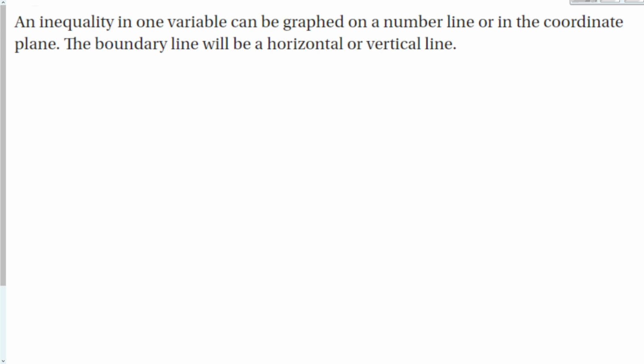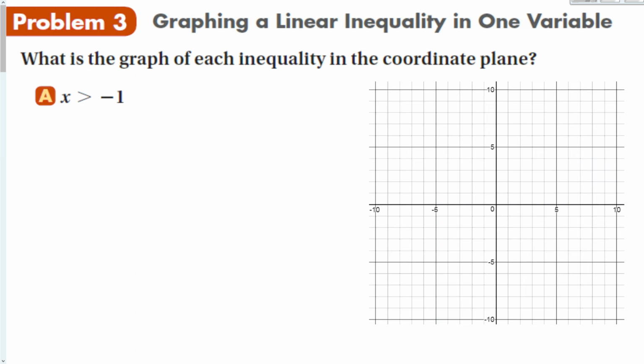An inequality in one variable can be graphed on a number line or in the coordinate plane. The boundary line will be a horizontal or vertical line. So another type of equation that we're going to get is a linear inequality with only one variable, the x or the y. Okay, so for these, my line is going to be either horizontal or vertical.